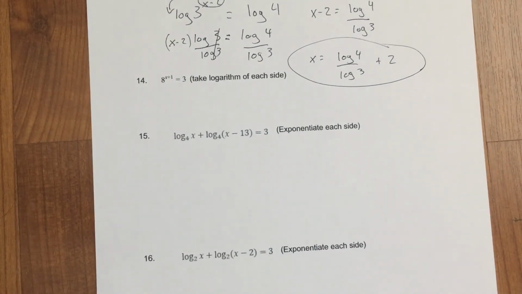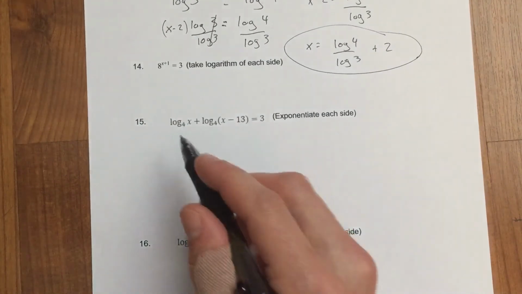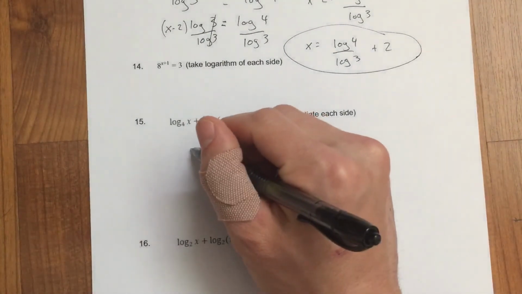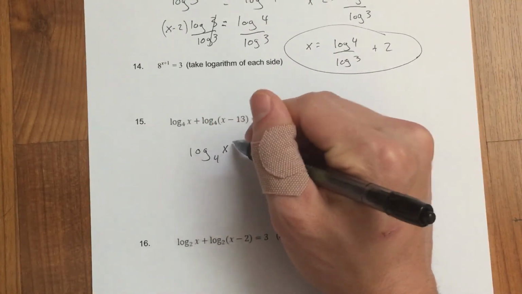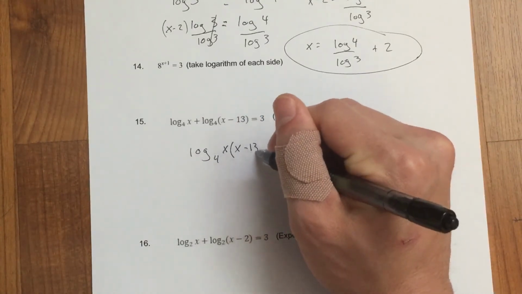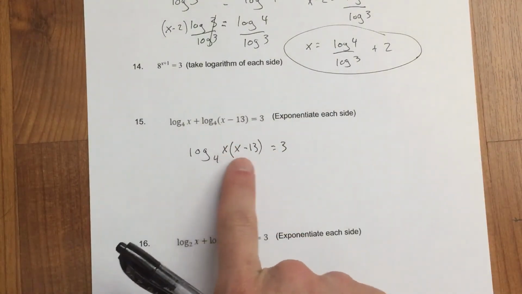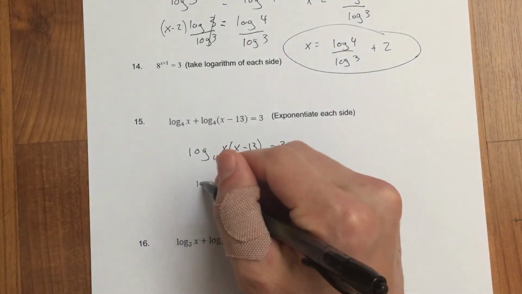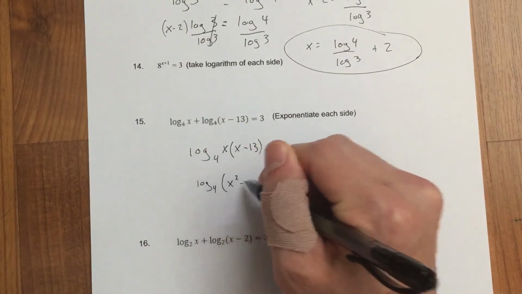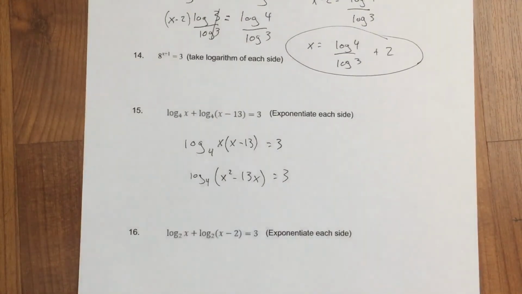For 15, if we want to exponentiate each side, all right, what I'm going to do is first combine this into a single logarithm expression. We're going to combine this to be log base 4 of x times x minus 13 equals 3. Notice how by combining this plus, we kind of translate to be a multiplication problem now. It's going to be x times x minus 13, which can also be written as log base 4 of x squared minus 13x. That just comes from distributing the x into that parentheses.